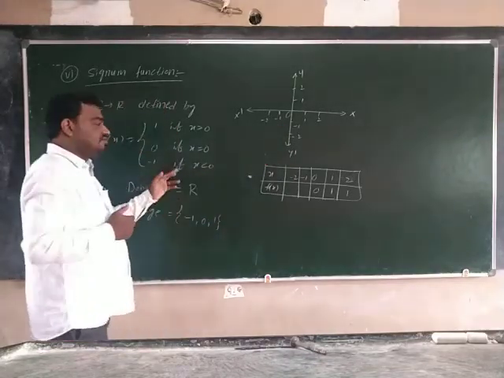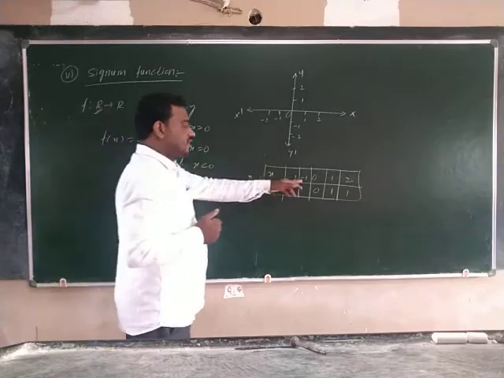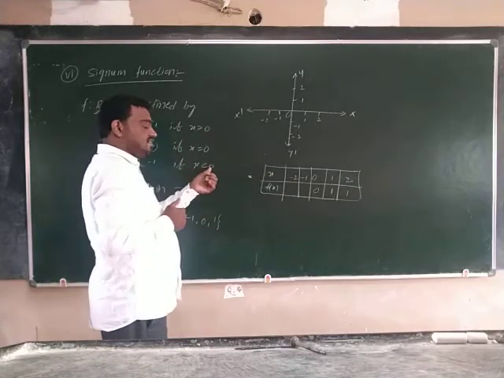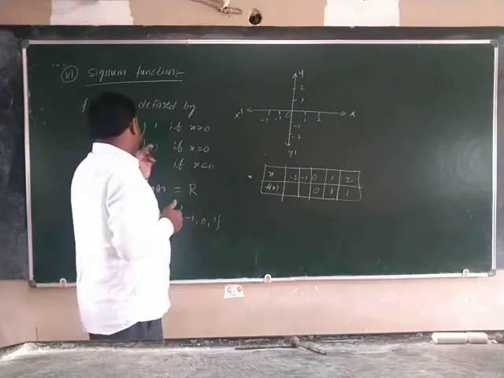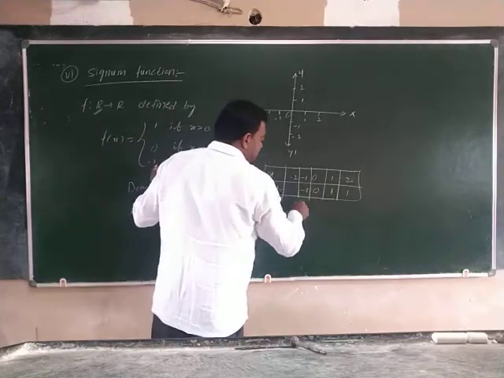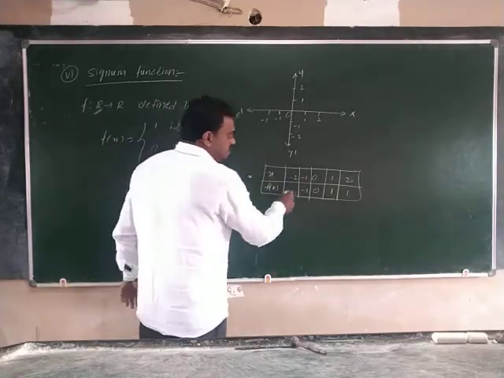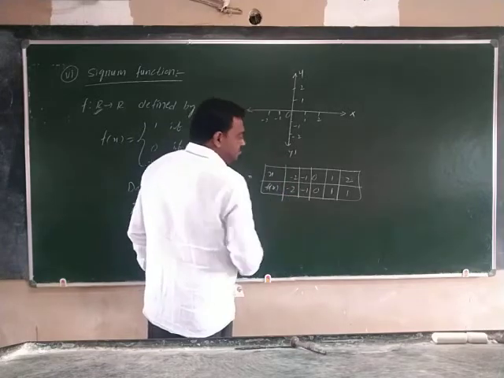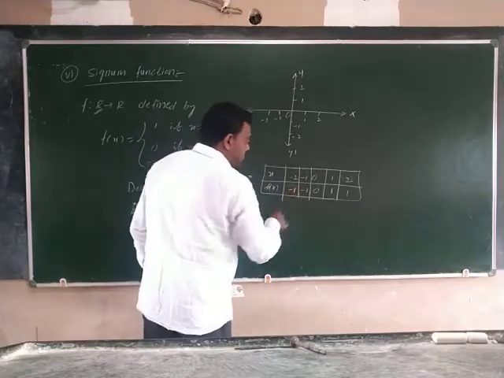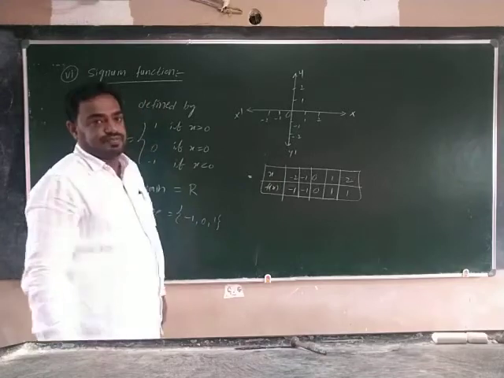So coming to negatives, you see, x is -1. -1 is less than 0, so x is less than 0. f of x is equal to what? -1. Next for x is equal to -2, it is also less than 0. So f of -2 is equal to what? -1. So for negatives we are getting -1.